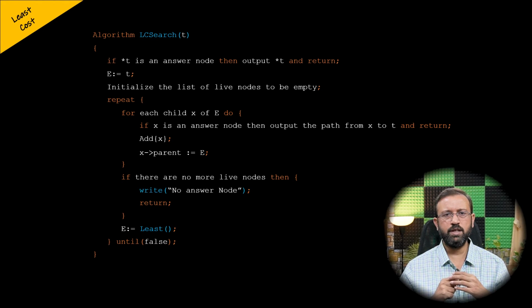So this is the least cost search algorithm known as control abstraction for LC search. What control abstraction means is that the flow of control for the approach is defined in the algorithm, but operations or functions, that is add and least, are left undefined and depends on the problem being solved. So this is the control abstraction for the LC search for the branch and bound technique.